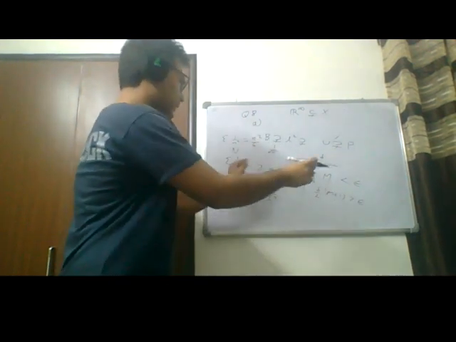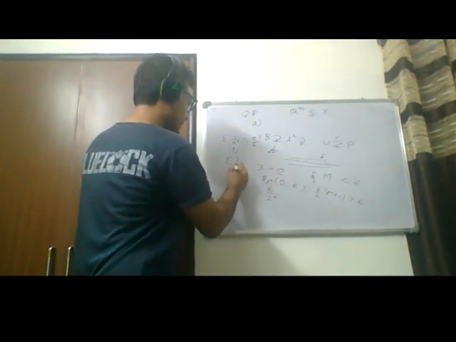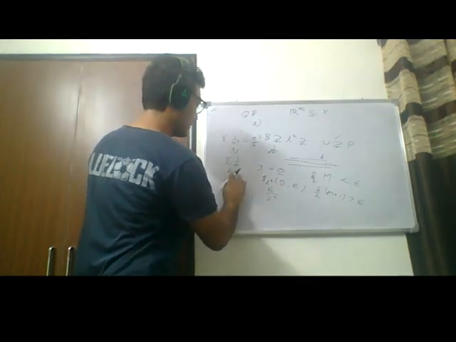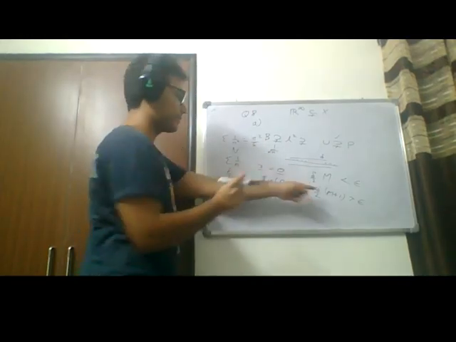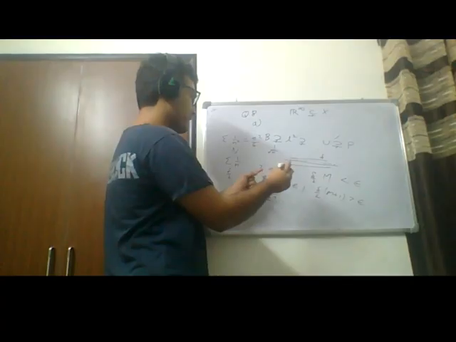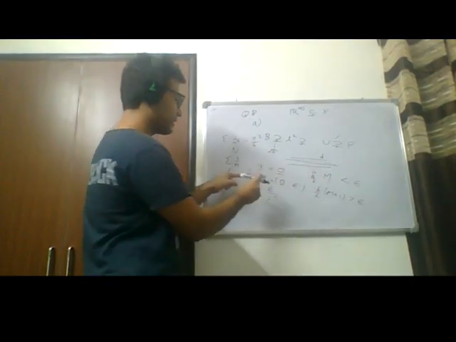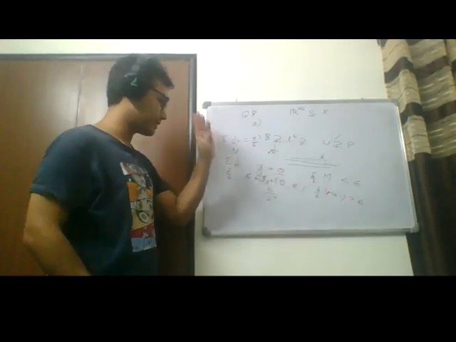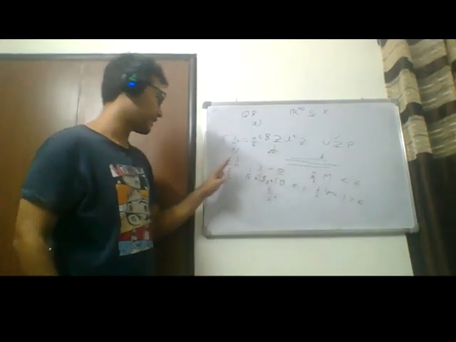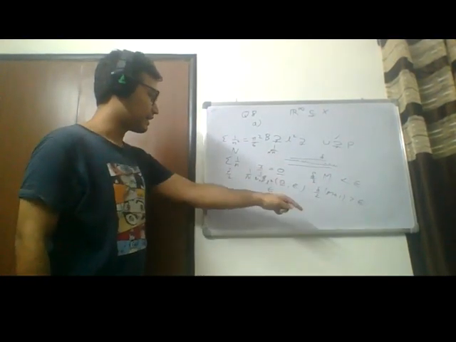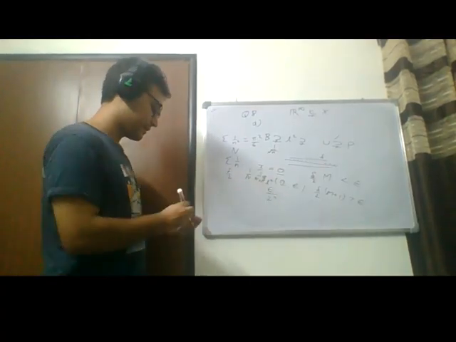So the sequence would look like something like delta by 2 for the first m plus 1 terms. And then after that, we would have 1 by n and then 1 by n plus 1. This n, mind you, has nothing to do with m. It only has to do with delta. And then after that, we'd have 1 by n.